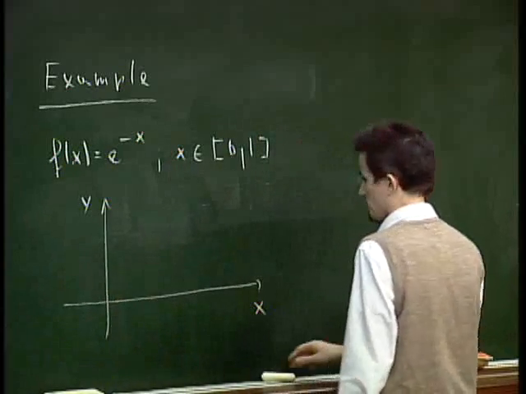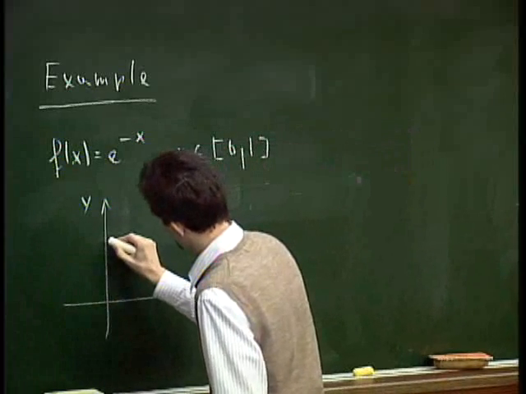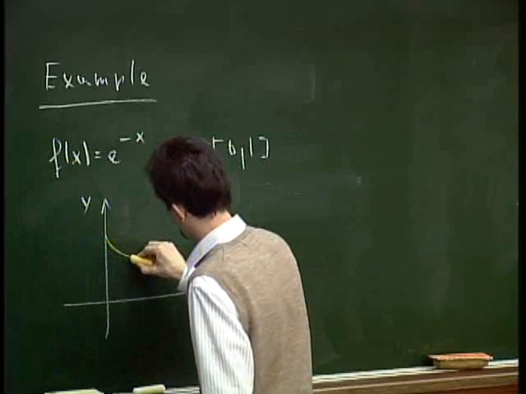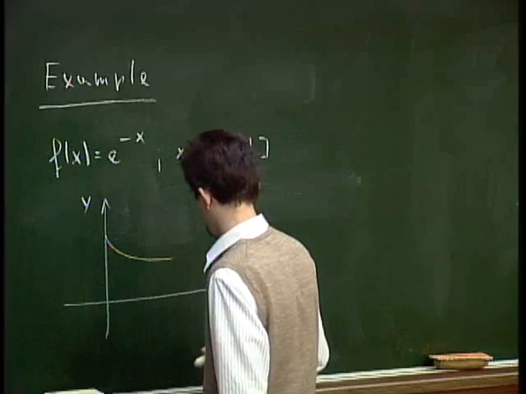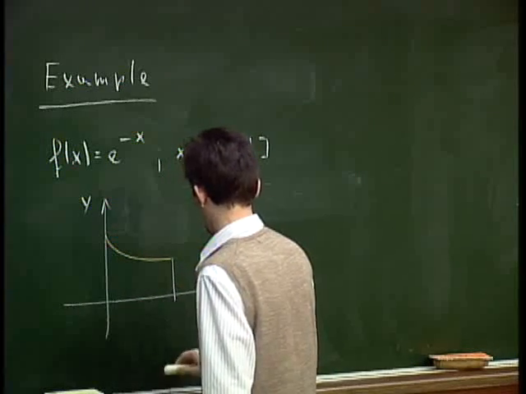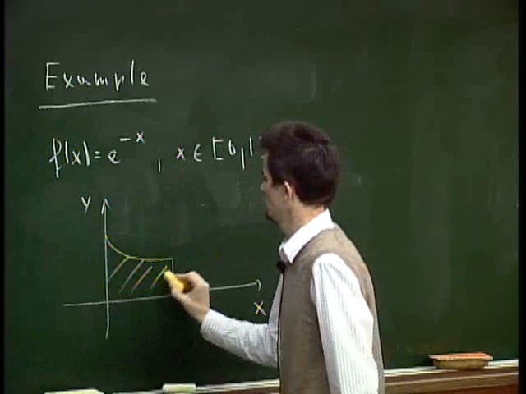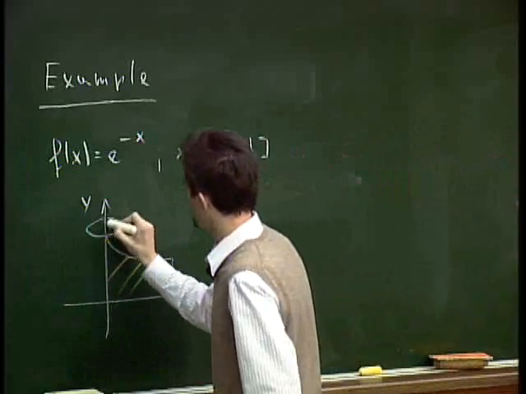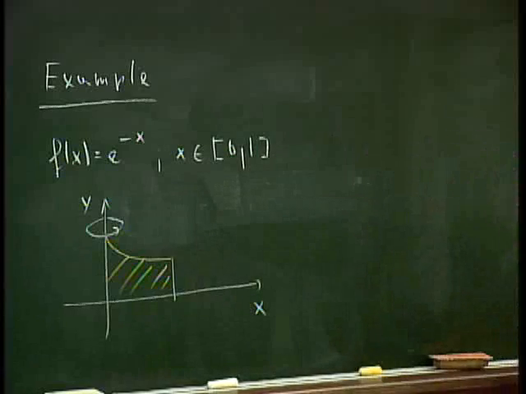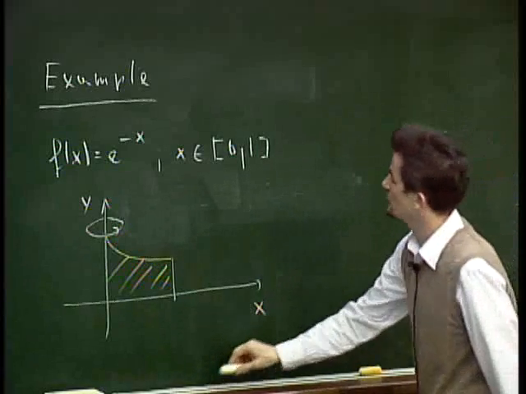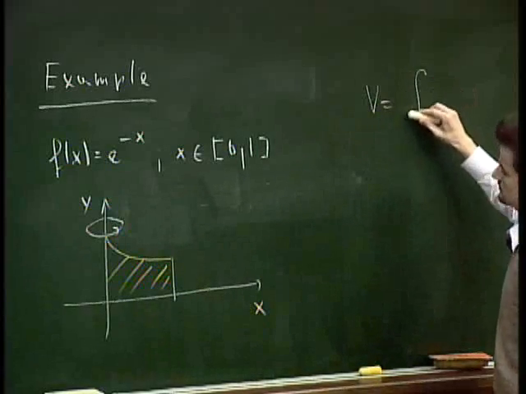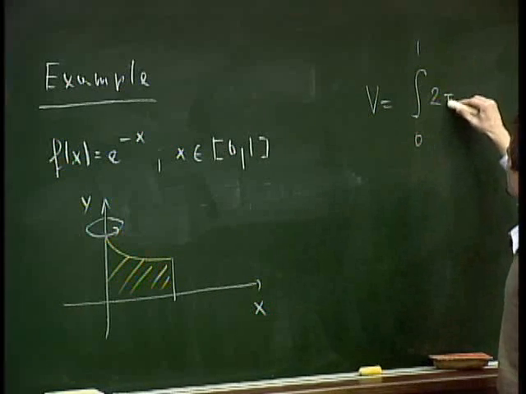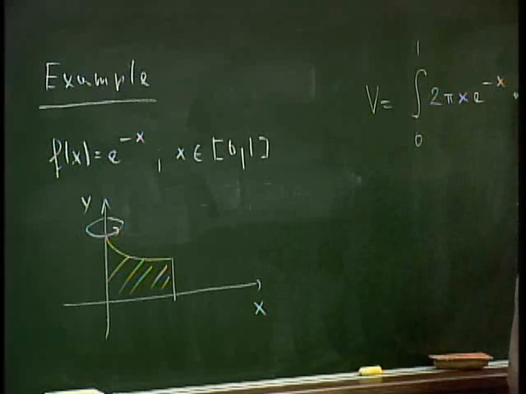Okay, so you have here this area, and assume we rotate it about the y-axis. Now, if we do this, then our integral, we can write it down immediately. It's the integral from 0 to 1, 2 times pi times x times e to the minus x dx.